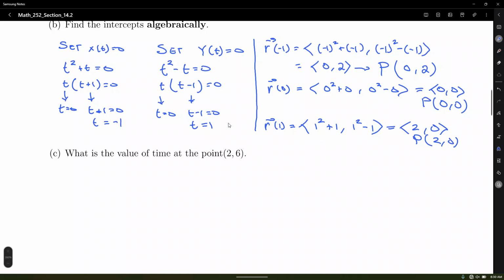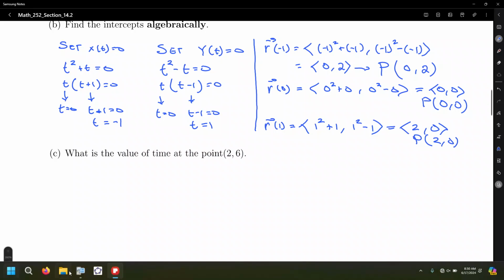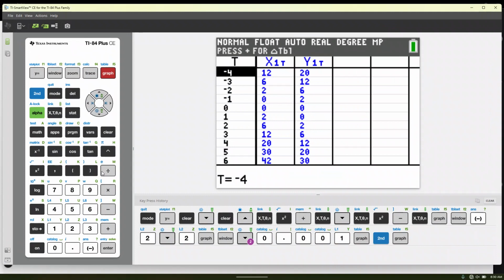So the question here is, what is the value of time at the point (2, 6)? Well, you can easily go and check this on the graphing calculator. You look for the point (2, 6), and you're going to get the value of t to be -2. But what if you were given a curve in space? Your graphing calculator doesn't graph functions in space, and on an exam you're not going to have access to GeoGebra to graph that and create a table of values. So we need to know how to do this algebraically.